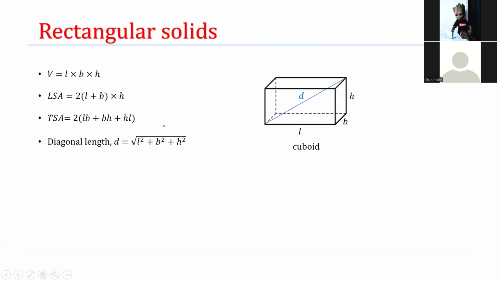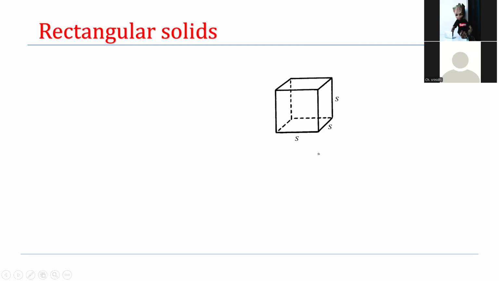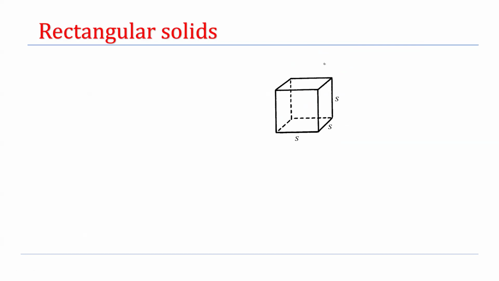Okay. Now next figure you have to find every formula. You understand this, right? So now tell me what is the volume of this cube? It's called cube. What is the volume of this cube? Sir, S cube, sir. Okay. Next, total surface area.